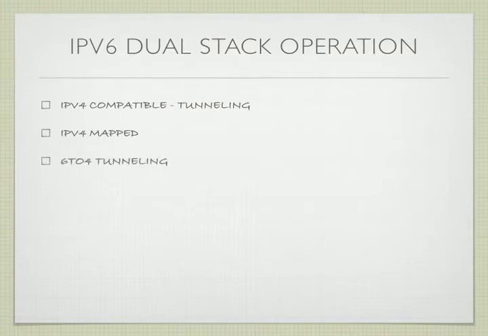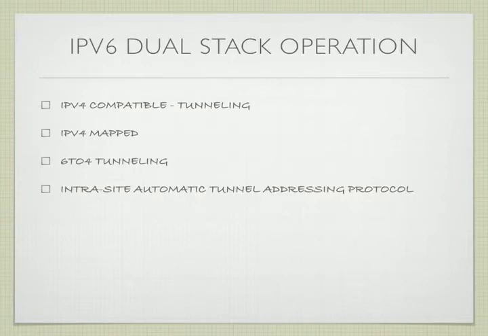Okay, in the other direction we have 6-to-4 tunneling. 6-to-4 tunneling is a technique that allows IPv6 hosts, as we mentioned in the previous slide, to communicate over the IPv4 infrastructure by essentially encapsulating their information inside an IPv4 packet and then removing the encapsulation on the other side.